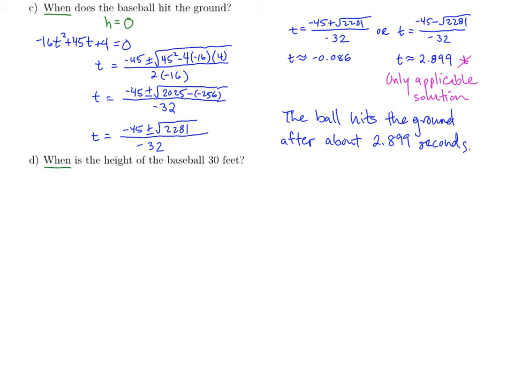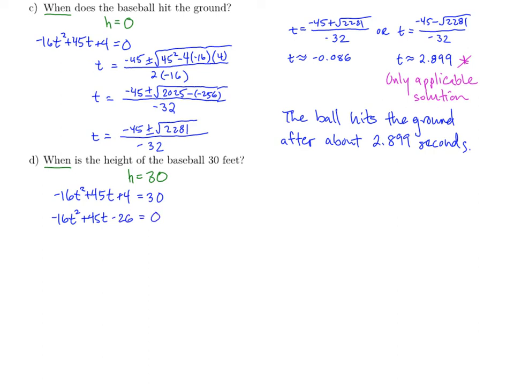Moving on to this last question, we're asked, when is the height of the baseball 30 feet? And again, this is a when question. And so we're going to find a time, and we're given that the height is 30 feet. So we're going to set h equal to 30. We can now write this equation as negative 16t squared plus 45t plus 4 equals 30, as we know that h is equal to negative 16t squared plus 45t plus 4. To solve this equation, we'll set it equal to 0 and then use the quadratic formula. So subtracting 30 from each side, we'll obtain negative 16t squared plus 45t minus 26 equal to 0.